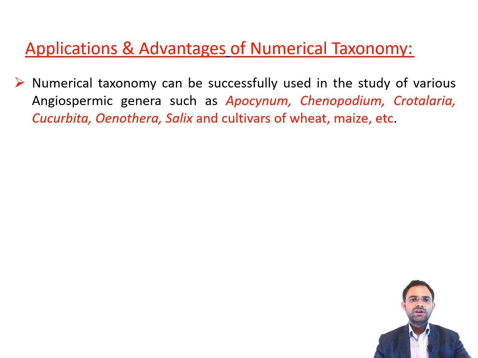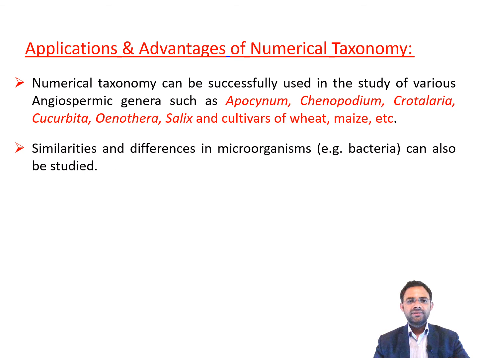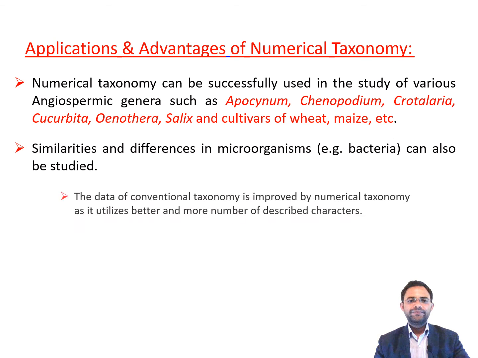The first one is that numerical taxonomy can be successfully used in the study of various angiospermic genera such as Apocynum, Chenopodium, Crotalaria, Cucurbita, Oenothera, Salix, and the cultivars of wheat and maize crops. Next, the similarities and differences in microorganisms such as bacteria can also be studied by numerical taxonomy.